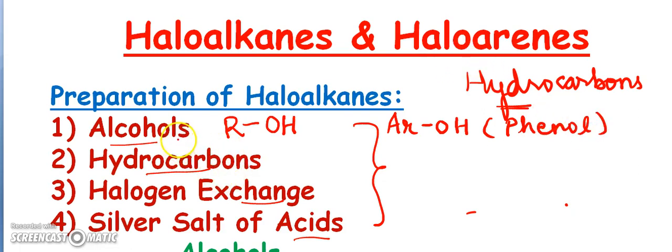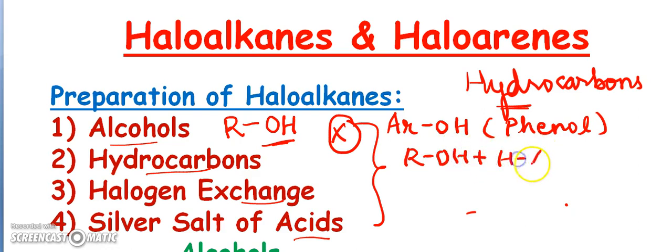Now alcohols are the widely used compounds for the preparation of haloalkanes in the laboratory. The hydroxy group is replaced by the halogen. So how do you do that? For that we react the alcohol with the mineral acid and we get haloalkane.